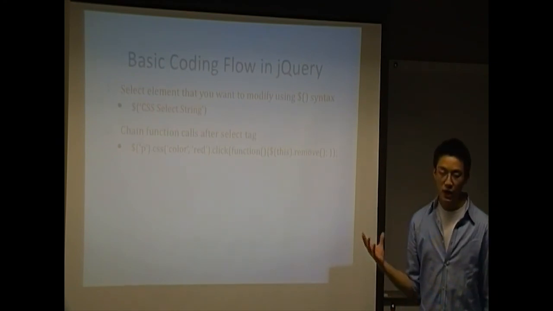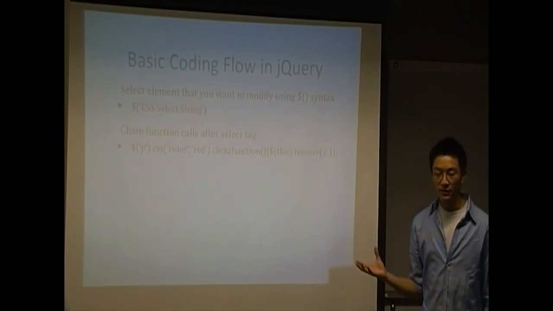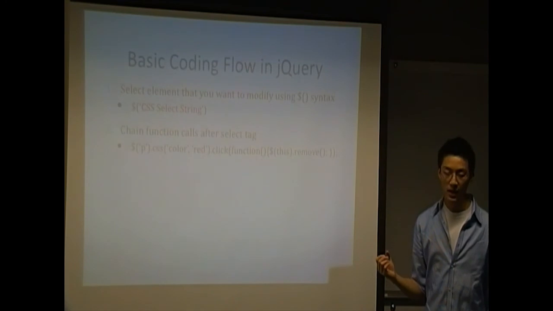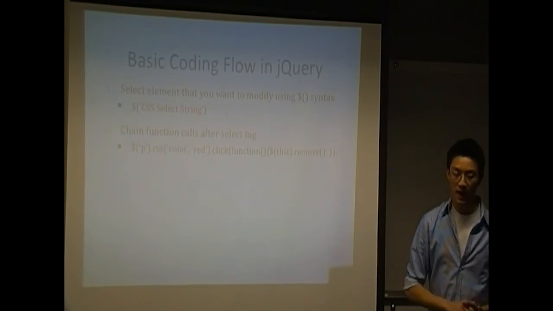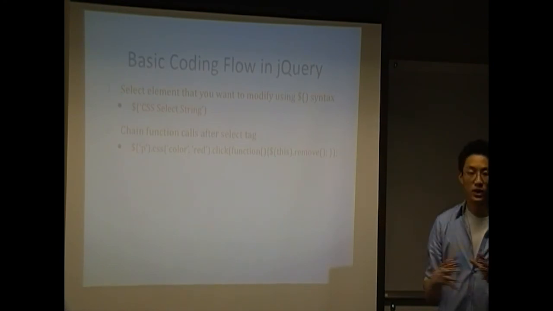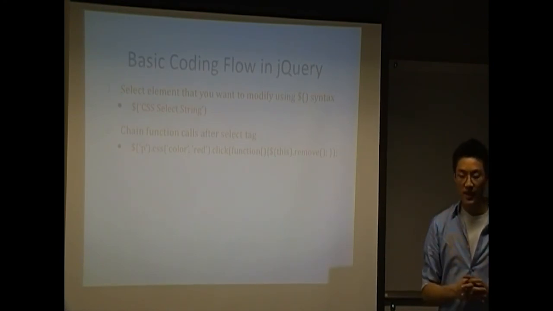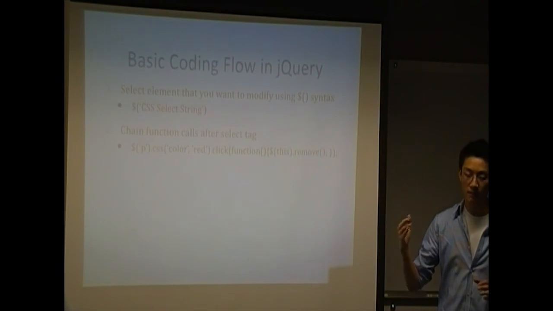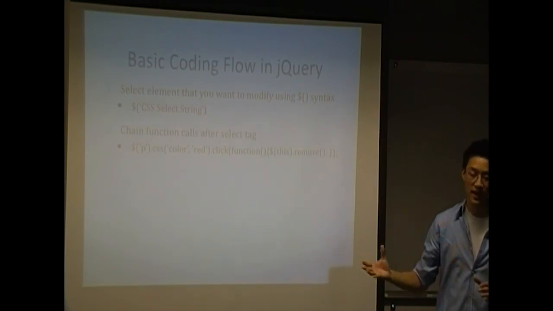So the basic coding flow of jQuery is quite different than normal programming if you have that programming background. The way that you do jQuery is you select the element that you want to perform some action on, and then you chain different method calls, different actions, on that element.